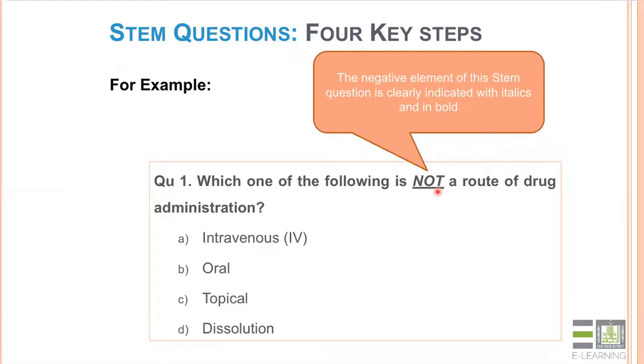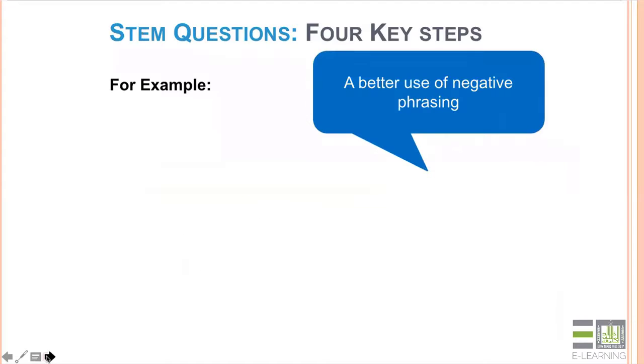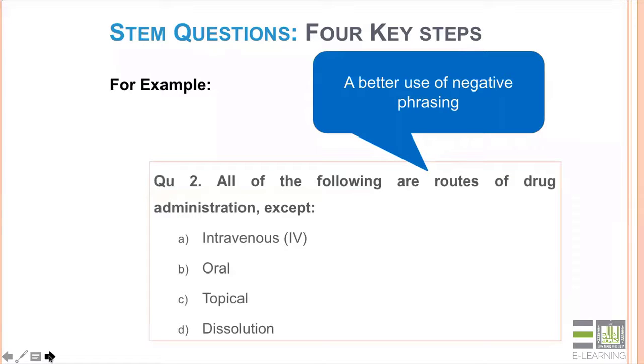But in my opinion, this question could be better rephrased so that the negative word is not incorporated. And I've got an example of how I would rephrase this question better. So I would rephrase this question like this. All of the following are routes of drug administration except, and then you've got the list of alternatives. I feel that this is a better way of structuring your question. It still portrays the message, but you're just not using negative phrasing in the question.